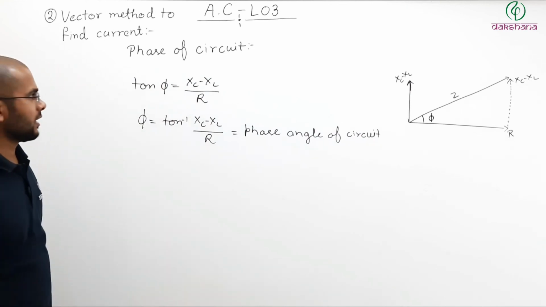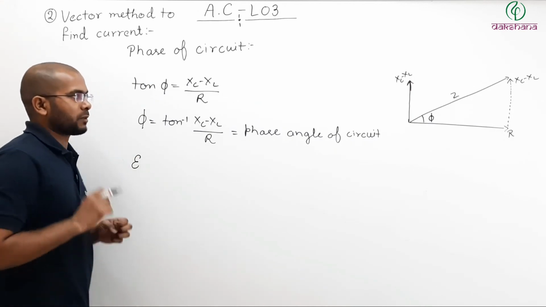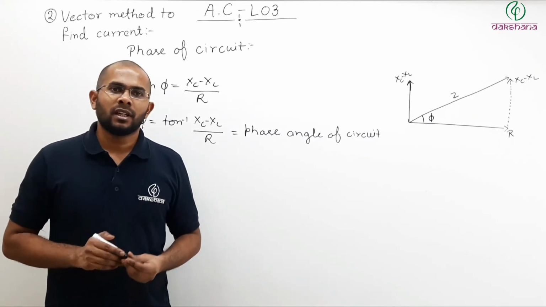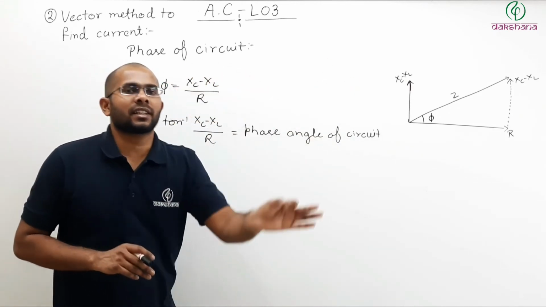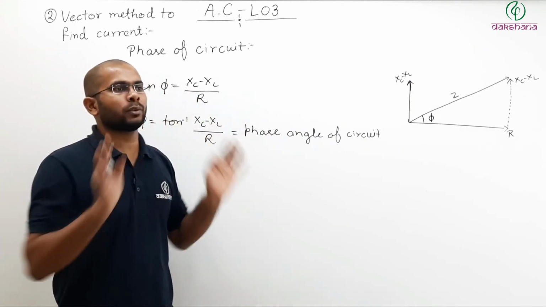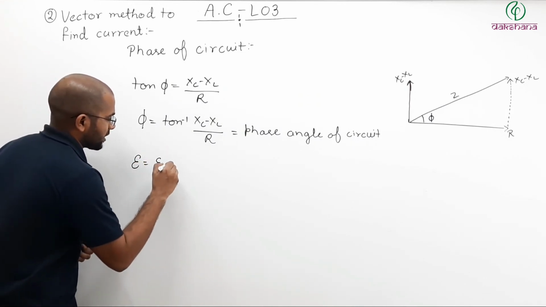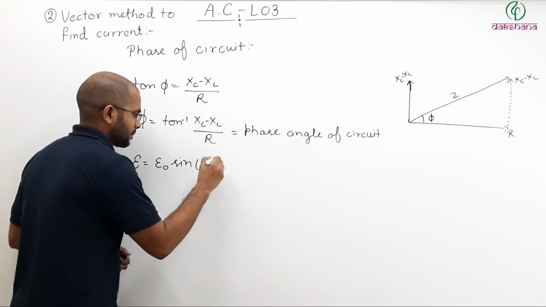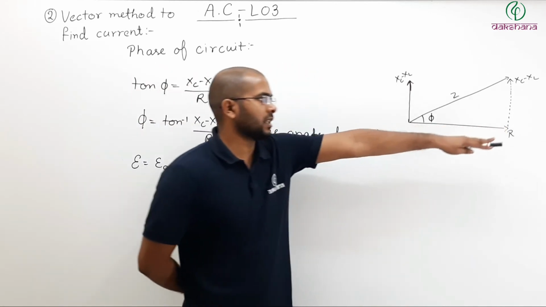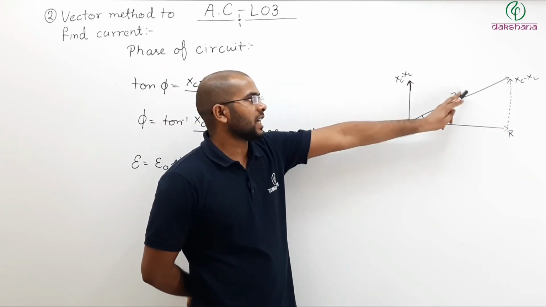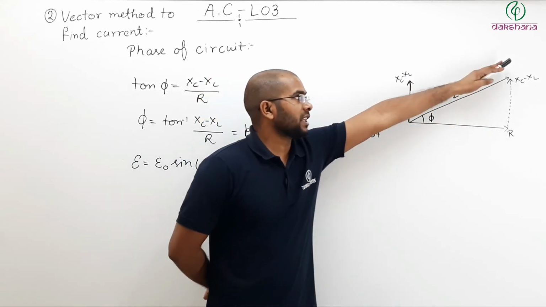So if this is the phase angle of the circuit, now what was the whole purpose of doing this exercise? The whole purpose was to find the current in the circuit in an easy way, without having to do any mathematical equations. So let us say the EMF is given as E equals E naught sine omega t. This is the EMF. Which direction is the EMF? We have assumed the EMF to be in this X direction. Now here Z is the final impedance, effective resistance, and the final current will be in this direction.